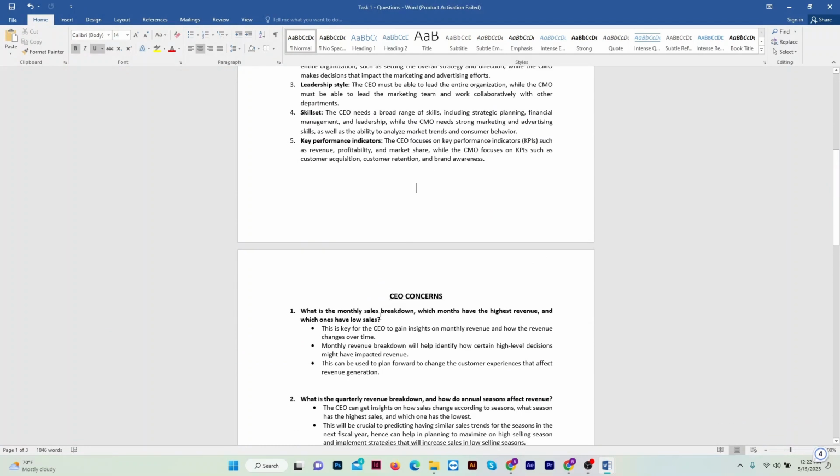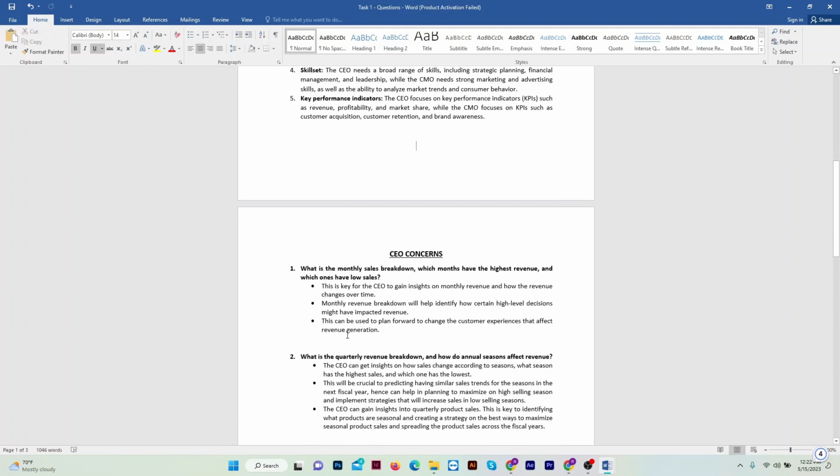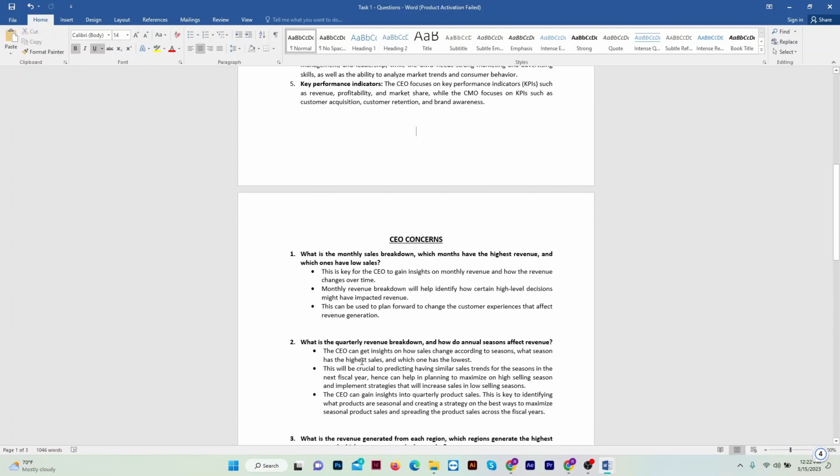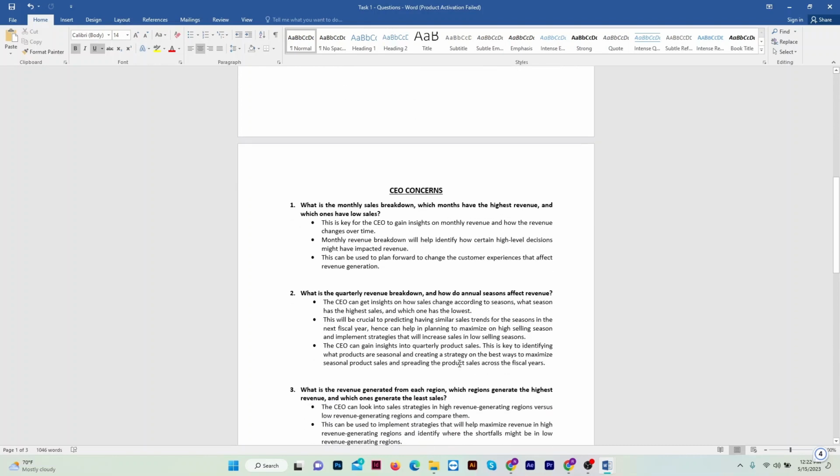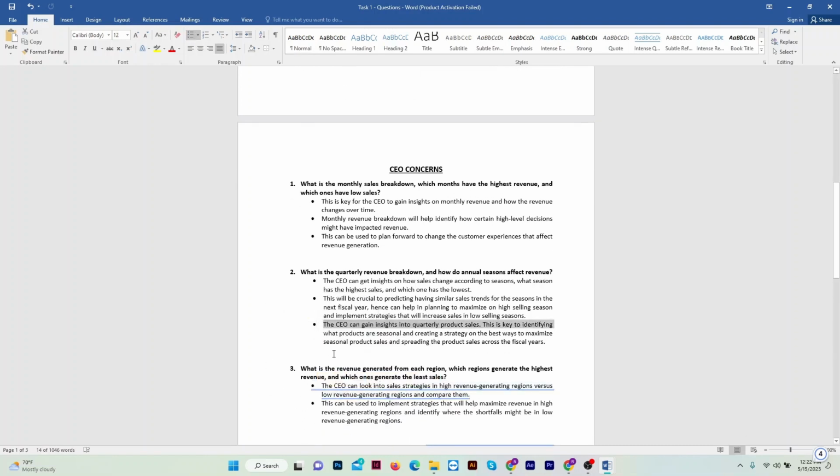So the CEO will want to know the breakdown of these monthly sales, the months that had the highest and the months that had the lowest. The second question is that the CEO will want to know the quarterly performance of sales. And this will give the CEO insights on if seasons affect sales or revenue. And then the CEO will have a concern about the regional sales. The CEO will want a breakdown of all the sales from each region and how they vary, and which region has the highest sales and which one has the lowest sales.